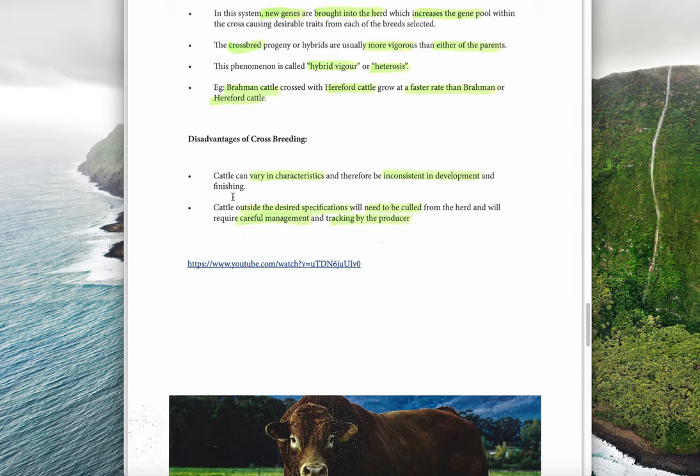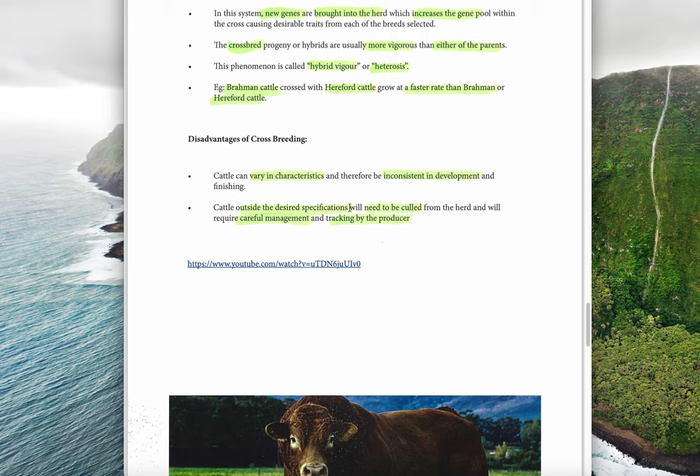Lastly, disadvantages. Cattle can vary in characteristics. Like I said before, if you breed a Brahman with a Hereford or an Angus with a Hereford and you have 4 offspring, they're all going to show different traits. Whereas with line breeding, they're going to have much more consistent traits. And therefore, it's inconsistent in development and finishing.